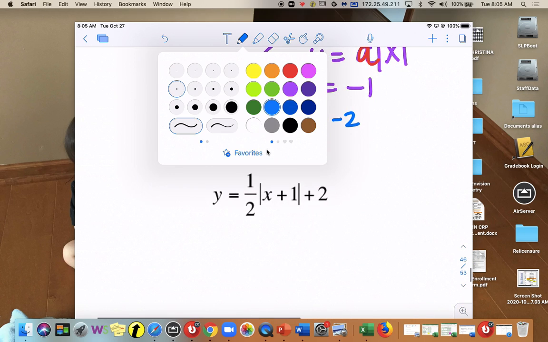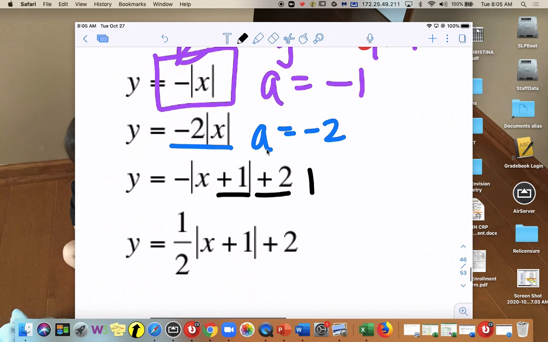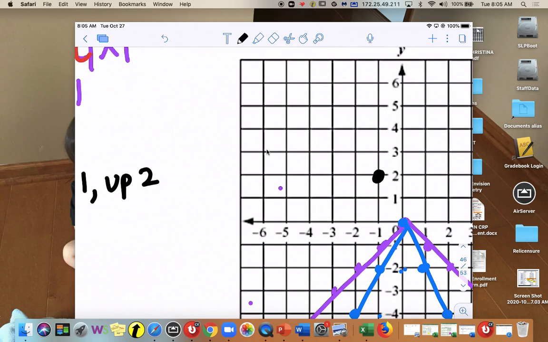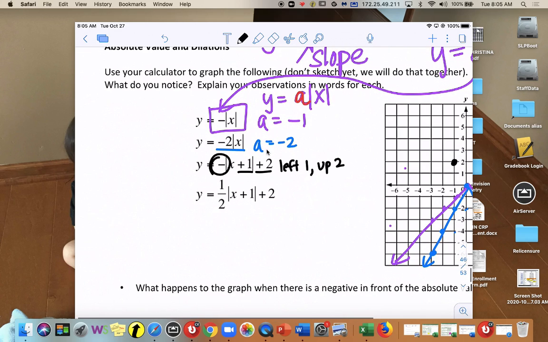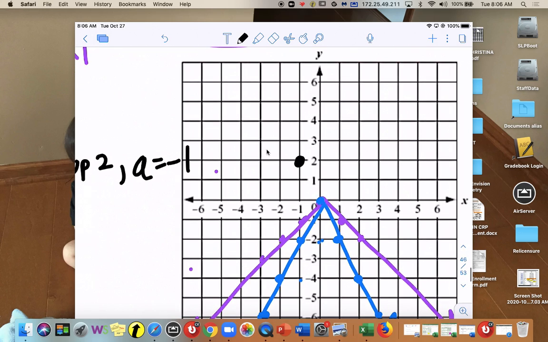Right here, let's do the shifts first. So the +1, +2 is left 1, up 2. So I'm going to graph that first. Left 1, up 2, there's my new vertex. But now we have this negative in front, so the slope, I'll call it slope, I should say a value, a is -1. So what that means is from our vertex, we're going to go down 1 over 1 in each direction. And then we're going to make our graph.